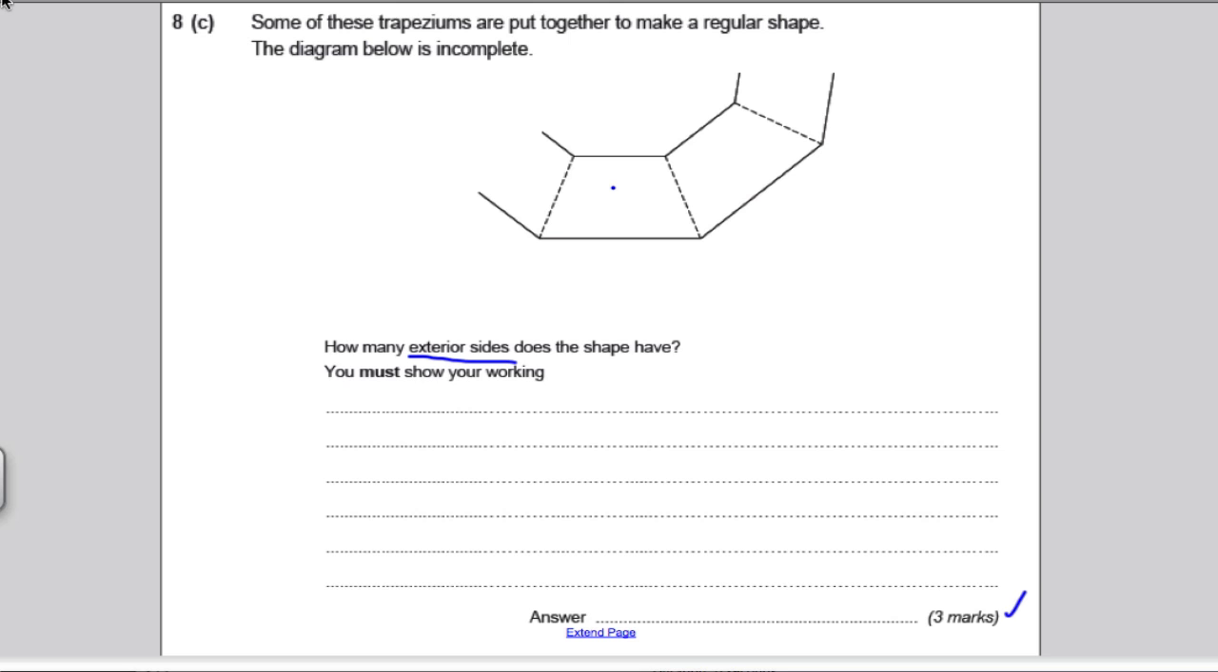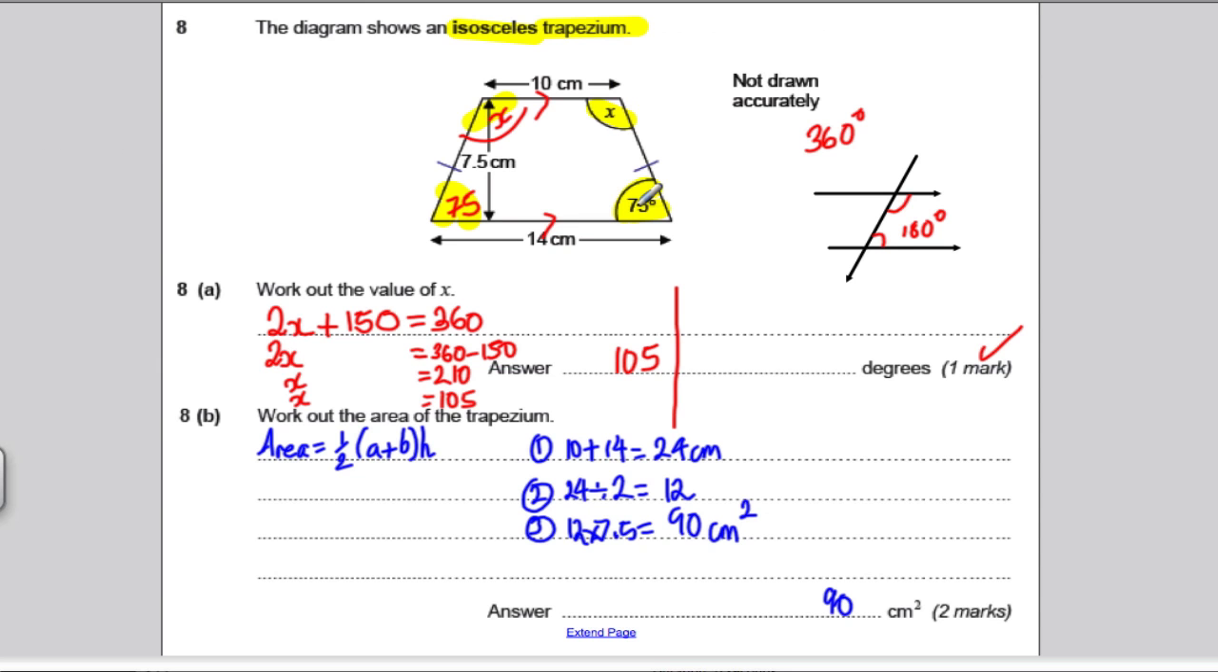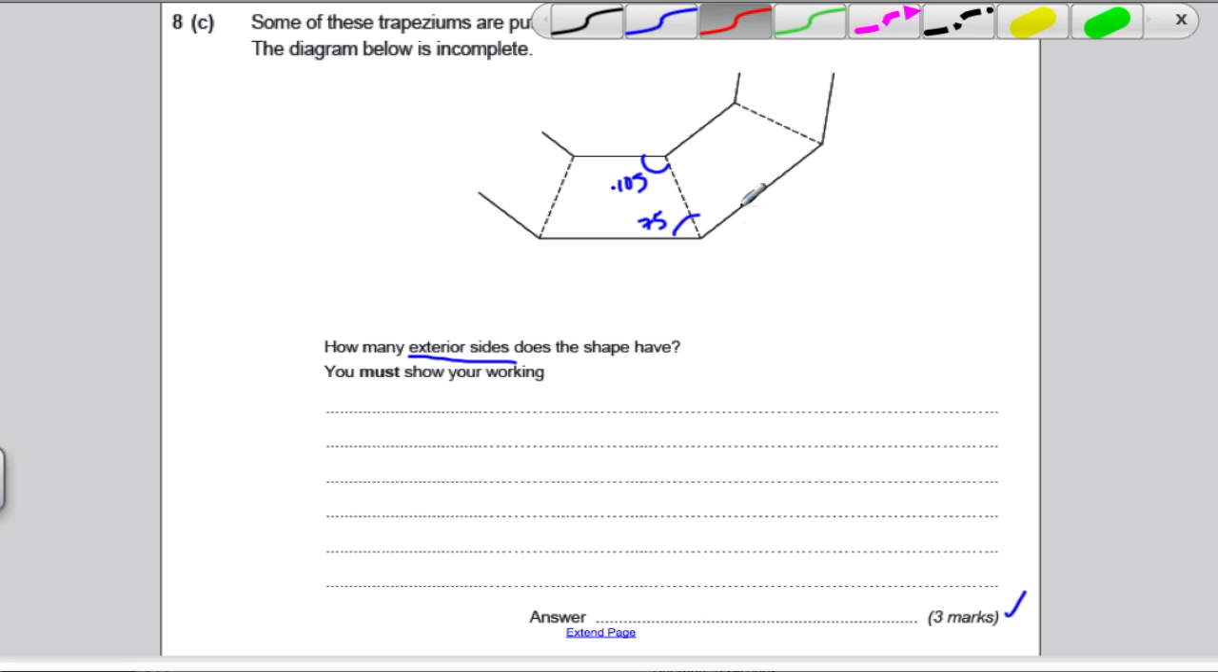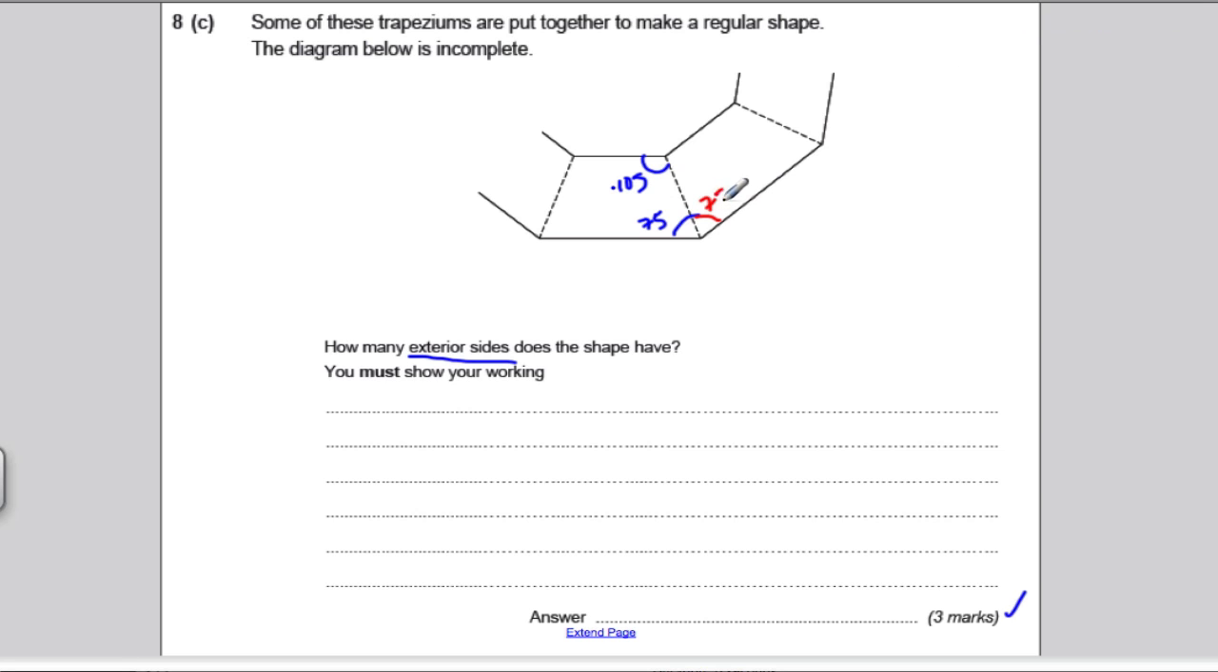What I would do straight away is I'd move back to the question and remind yourself what the angles inside the trapezium were. This angle here was 75 and this one here was 105, right? So this one here must be 75, and this one here must be 105, etc. Because they're all the same shape, and the same thing applies all around. Okay, now exterior sides of a polygon.